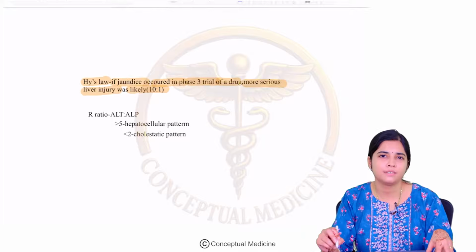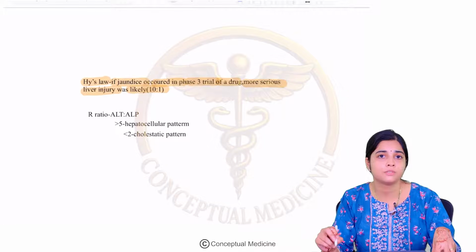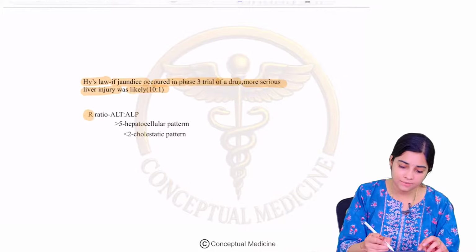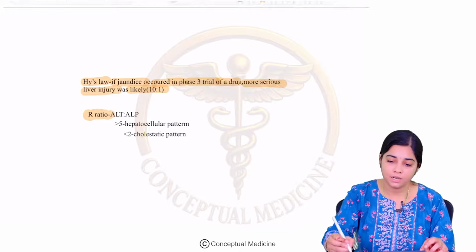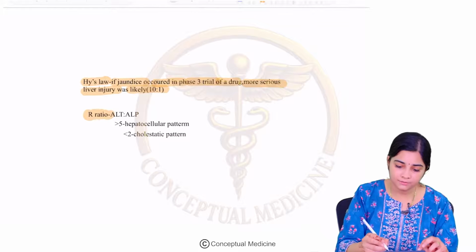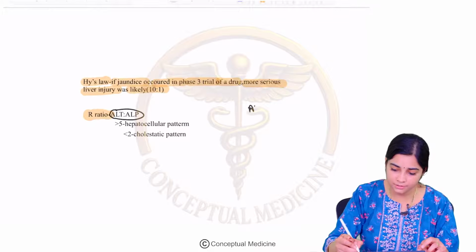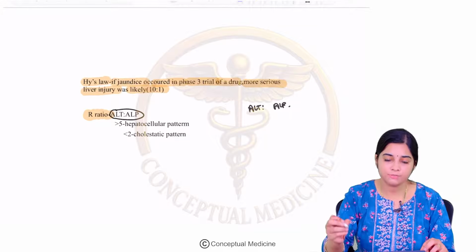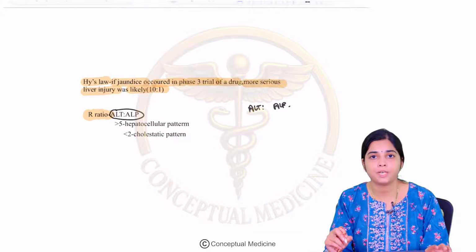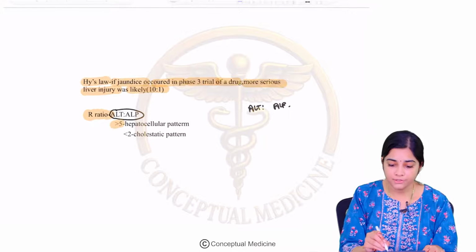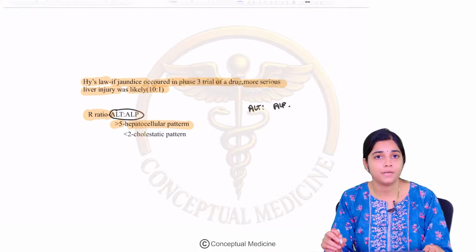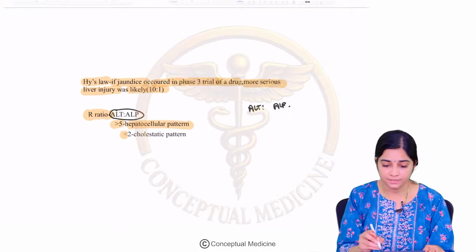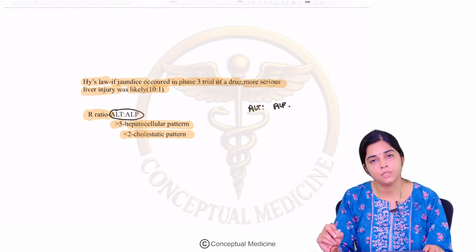So whenever you are doing clinical trials of a drug, you always watch out for jaundice and ensure that the liver safety profile is established. Then another very important concept is the R ratio. R ratio refers to the ALT to ALP ratio. This ratio is used to find out what sort of pattern of damage the drug is causing. If the ratio is more than 5, it is suggestive of a hepatocellular pattern, and less than 2, it is suggestive of a cholestatic pattern.